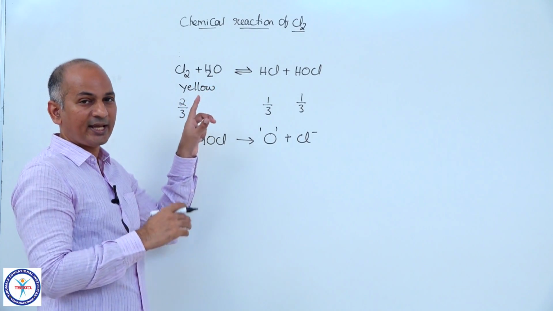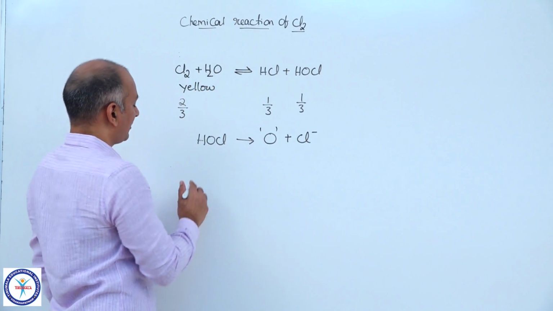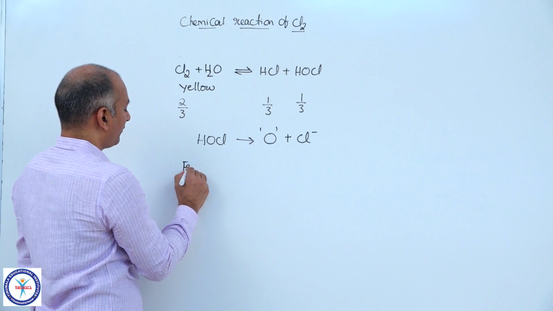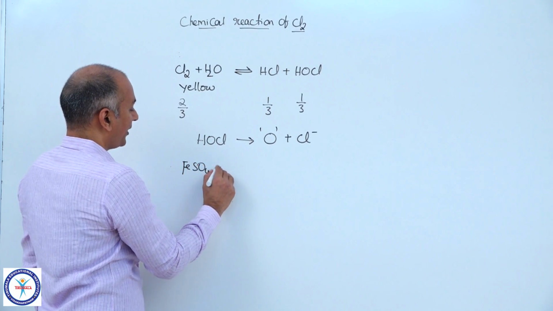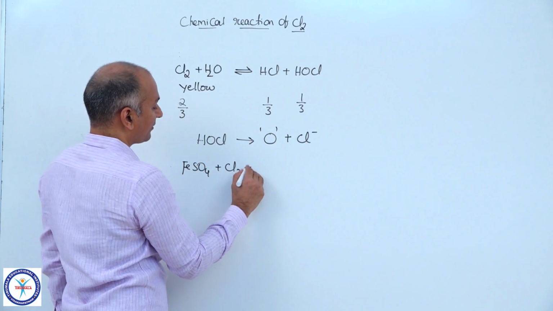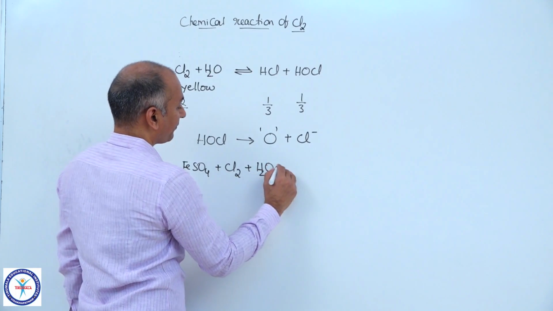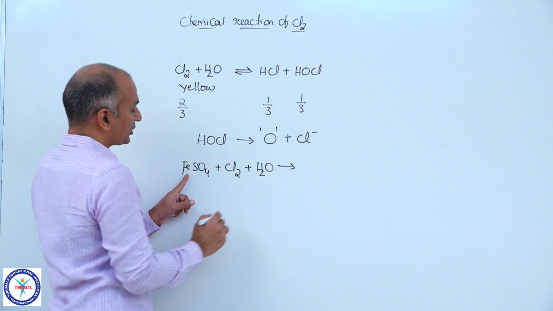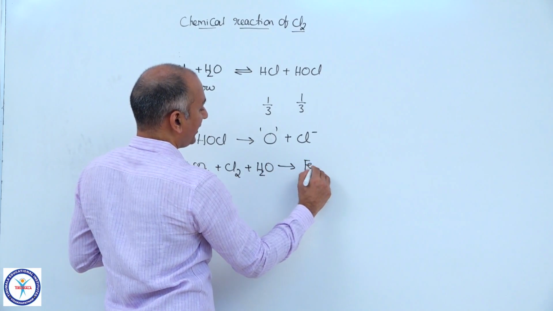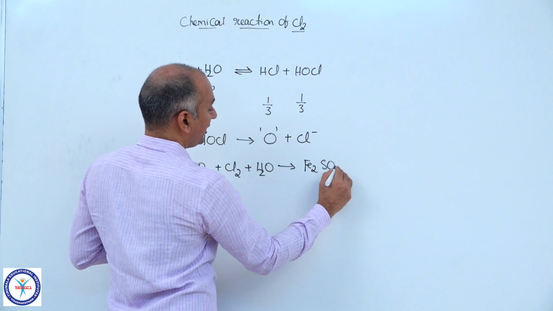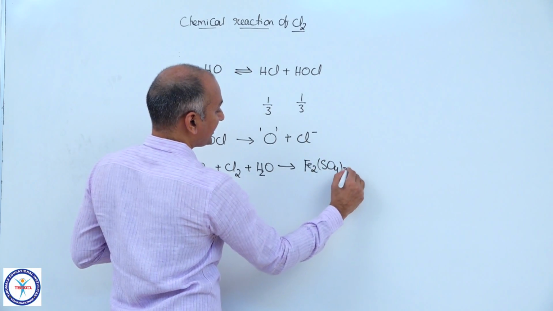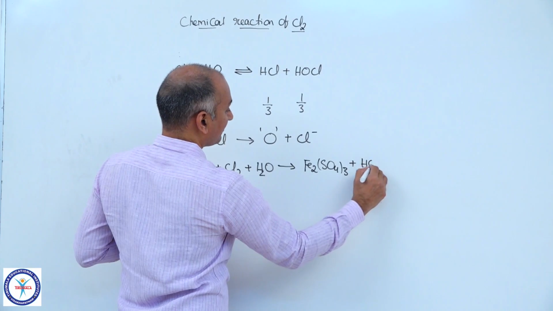And if you come to the reactions of this chlorine water, you take FeSO4, you treat this with chlorine water, and this Fe2+ is converted into Fe3+: FeSO4 gives Fe2(SO4)3 plus HCl.